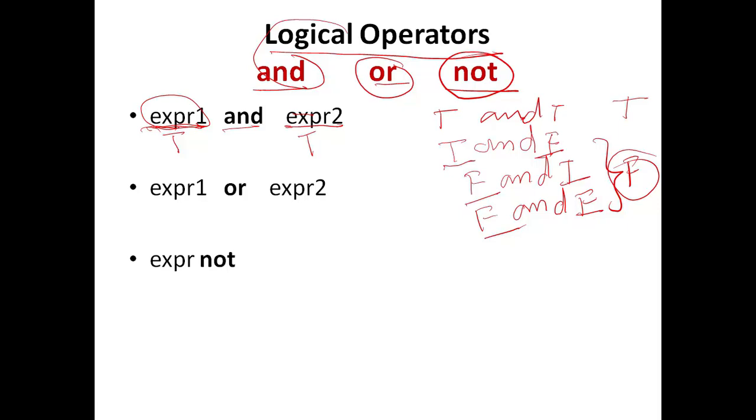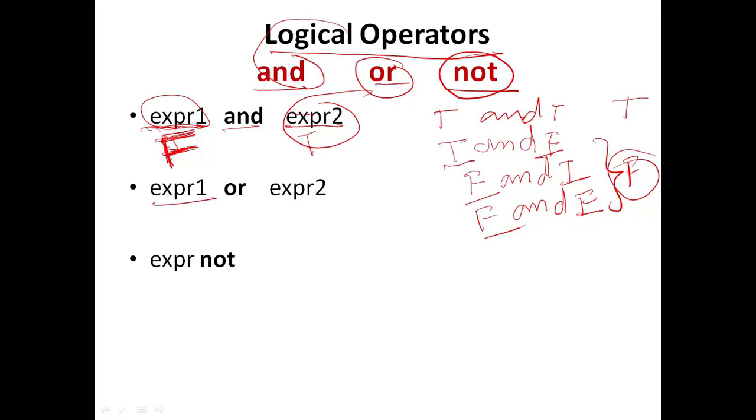This is also called a short circuit operator, because if expression 1 evaluates to false, we know that if any one of them is false, the answer is going to be false, or if both of them are false, the answer will be false. So in each case, if the left hand side is false, there is no need to evaluate the right hand side. This is called short circuit operation.